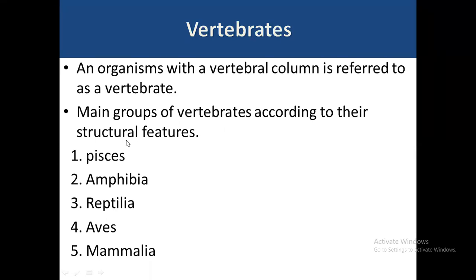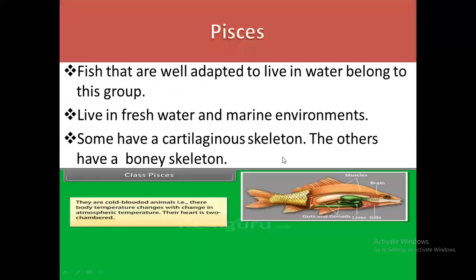We have talked about the 5 main groups: Pisces, Amphibia, Reptilia, Aves, Mammalia. Then Pisces. Fish that are adapted to live in water belong to this group. They live in fresh water and marine environments. Some have a cartilaginous skeleton, others have a bony skeleton.